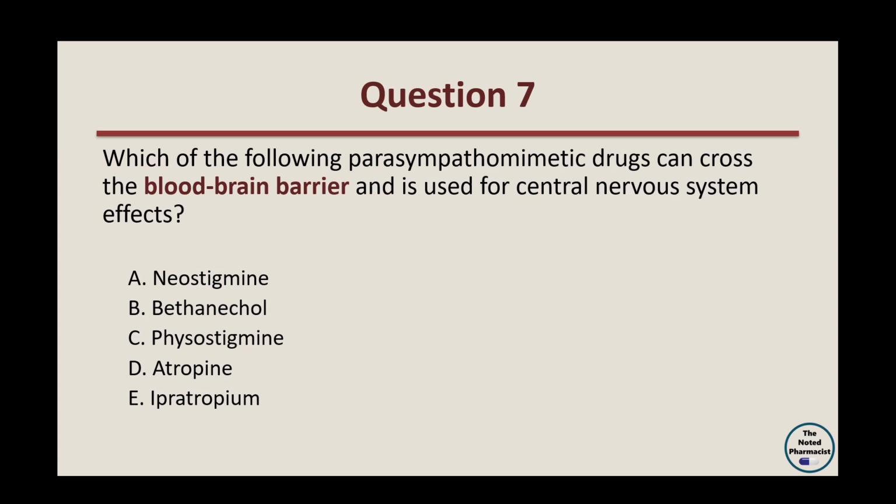Question 7. Which of the following parasympathomimetic drugs can cross the blood-brain barrier and is used for central nervous system effects? Option A, neostigmine. Option B, bethanechol. Option C, physostigmine. Option D, atropine. Option E, ipratropium.